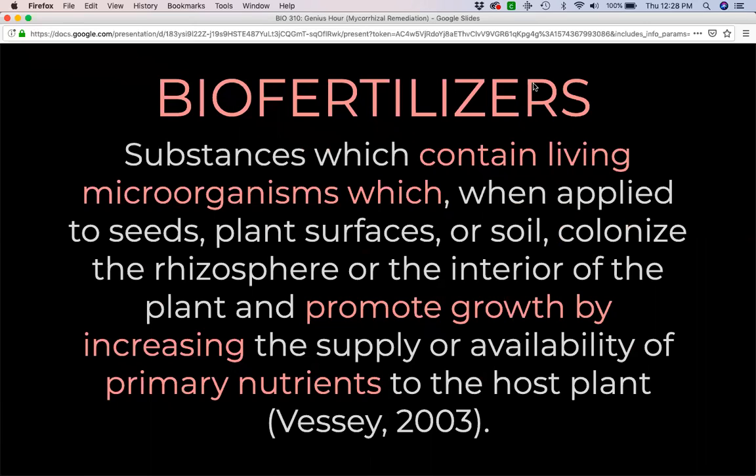Biofertilizers are defined as substances which contain living microorganisms that, when applied to a plant, promote growth by increasing the supply or availability of primary nutrients.